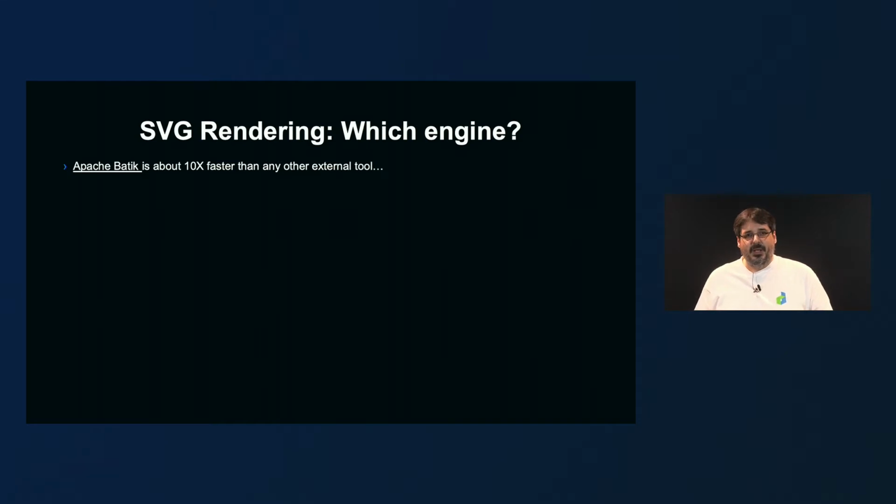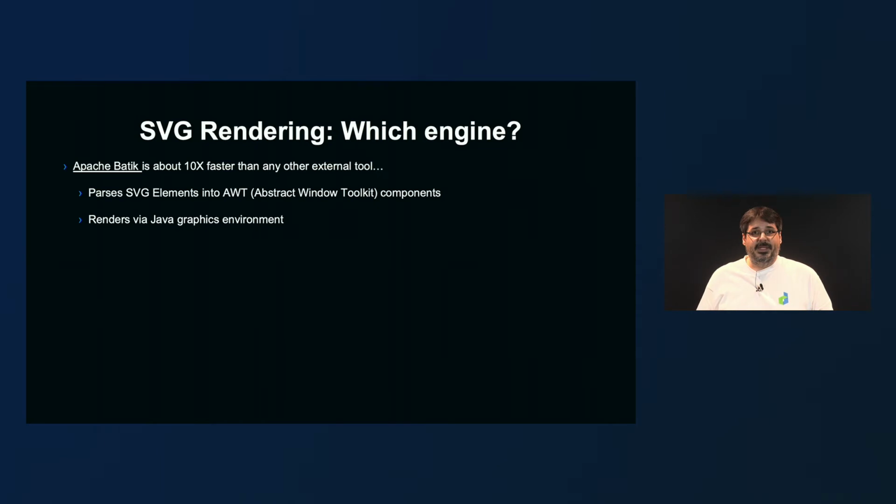How does it work? Well, Batik parses the SVG elements into AWT components that respect the coordinates and the properties of the SVG elements, and then uses a Java graphics environment to render the objects into an image format. AWT, or Abstract Window Toolkit, is the Java library that is commonly used to create UI elements for Java desktop applications. Now, this works pretty well, but it does have some drawbacks for our use case.